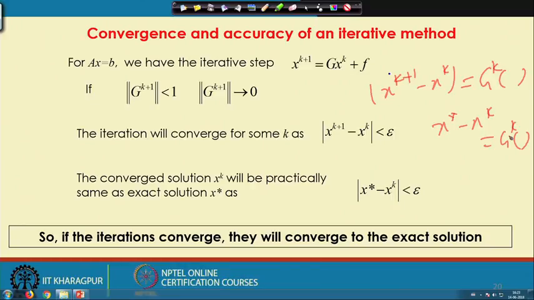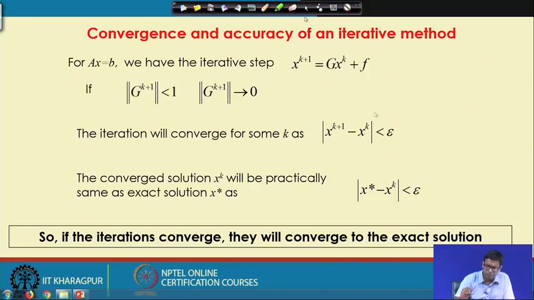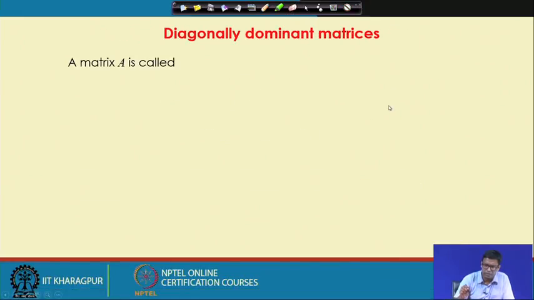So, what is g? If g is a very small number, within very few steps g to the power k will be an infinitesimally small number. g has to be less than 1, but if g is close to 1, say for example g is 0.9, then it will take a large number of steps. Consider the case where g is 0.1, or the matrix norm of g is 0.1; it will take fewer steps. So, how fast the convergence will be depends on the G matrix, and that depends on the A matrix, because G comes through splitting of A. So, we will look into the properties of the A matrix for which these things will hold.